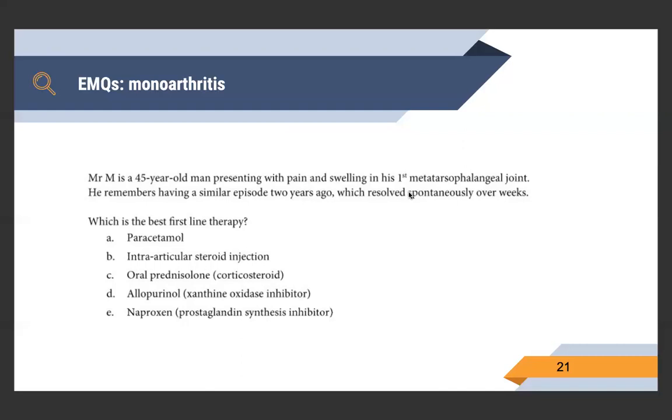If you think about the stepwise management, the first thing is NSAIDs. You can think about paracetamol, but honestly it's not the best. So the best answer would be naproxen, which is an NSAID. And prednisolone is your third line. Steroids, not really. Allopurinol is a chronic thing, not for acute gout.